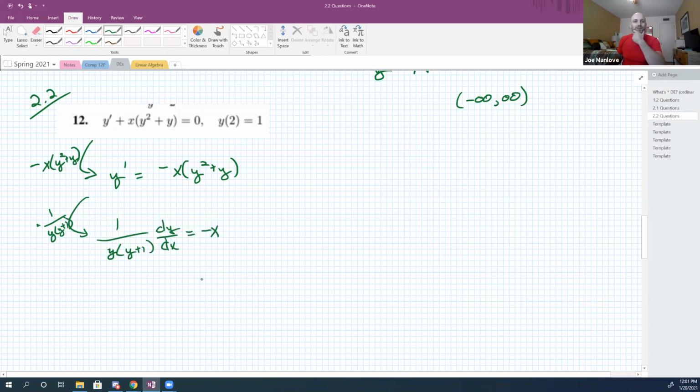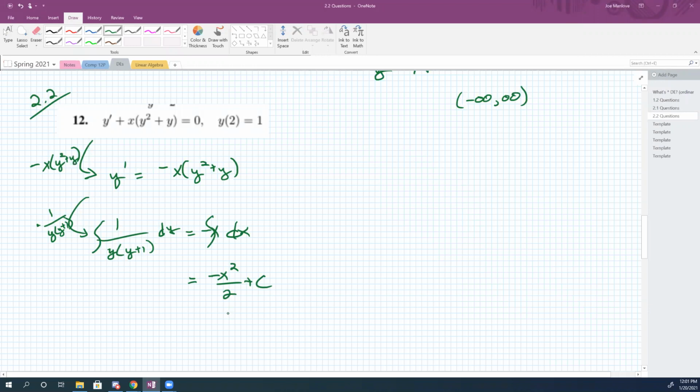And then what? Integrate. Good. I'm going to toss a dx over there, and then I'm going to integrate. Okay. So right-hand side, I end up with minus x squared over 2 plus a constant. What do you get on the other side?